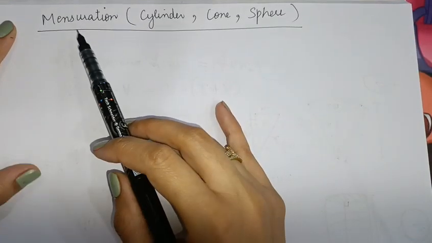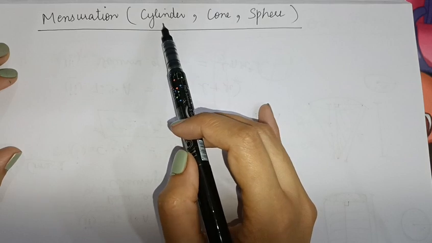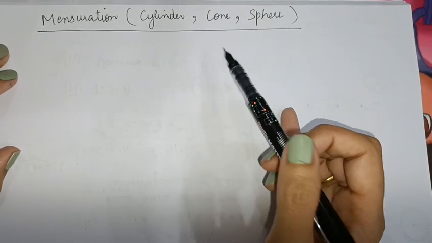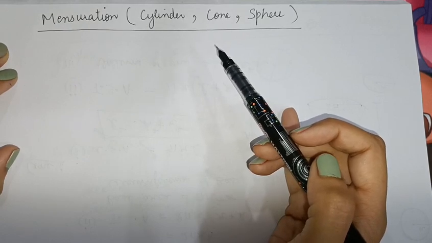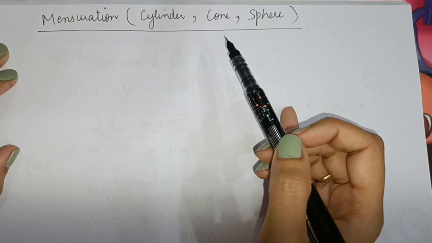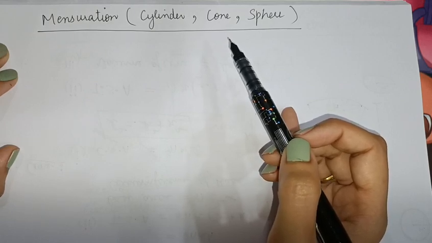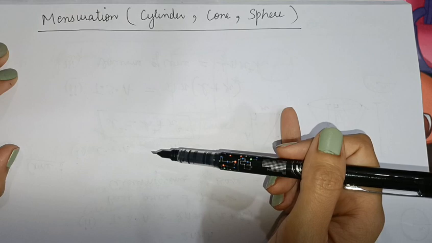Hello students, in this video we are going to do mensuration. Name of the chapter is cylinder, cone and sphere. This video is also part of the revision which we are doing and preparing ourselves for the upcoming board exams. In this video I will do questions from the previous year papers, and before that I'll discuss the formulas which we will use while solving those questions.